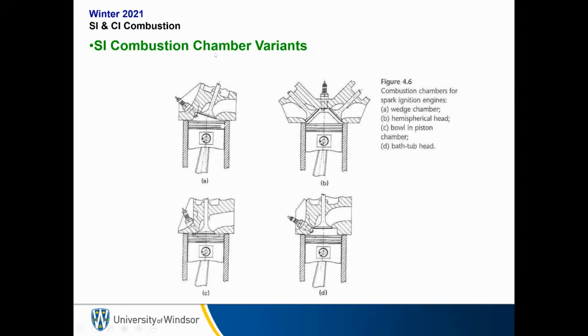So let's look at some combustion chamber variants. We have A, which is a wedge. We have the hemispherical, which is very common and was popularized during the muscle car era. We have the bowl and piston type chamber, and we have the bathtub head. Now, the main point with all of these is that they all have a short maximum flame travel. The spark plug is close to the exhaust valve. There's a squish area for turbulence, and we get a well-cooled end gas. So they all have these four properties.